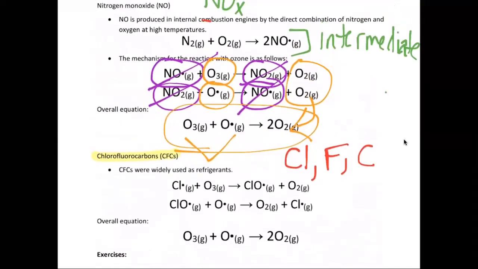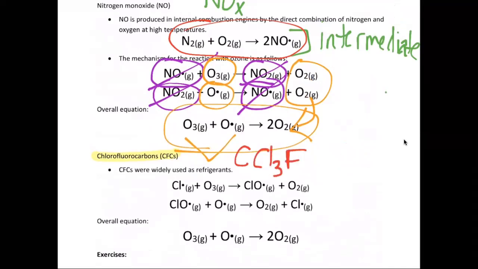I start off with a reaction that makes a radical. And so for chlorofluorocarbons, you end up with a chlorine radical. Let's say we have CCl3F. Let's say that's the compound they give us to start with. Well, that is going to break down, and it's going to make 2 different radicals.